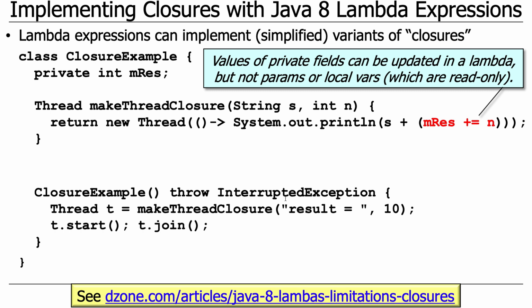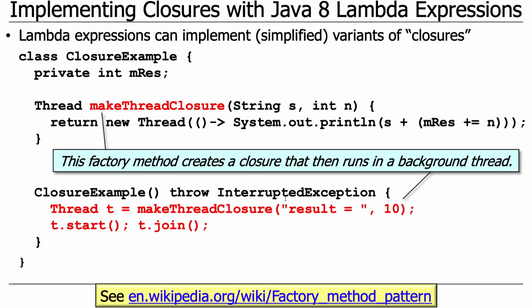The constraint is that parameters or local variables in a closure must be read-only, so you can't change them. However, private fields can be updated. So you can update a private field, but you can't update the values of parameters or local variables. That's really one of the things that makes Lambdas not quite full-blown closures, but they're pretty good for most usual cases.